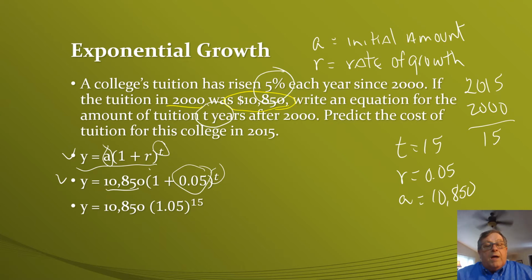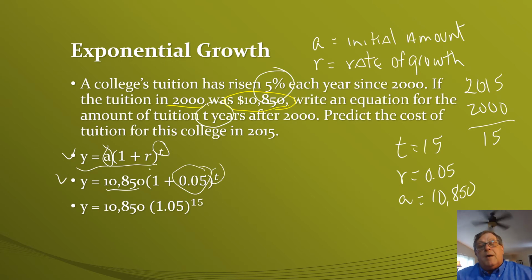So we've got y equals 10,850 times 1.05, where we added this together, raised to the 15th power. Now it's the 1.05 we're going to raise to the 15th power, and then we're going to multiply that times 10,850. Remember your order of operations: parentheses, exponents, multiplication and division, addition, subtraction. So we're going to take care of our exponents first, and then we're going to multiply.